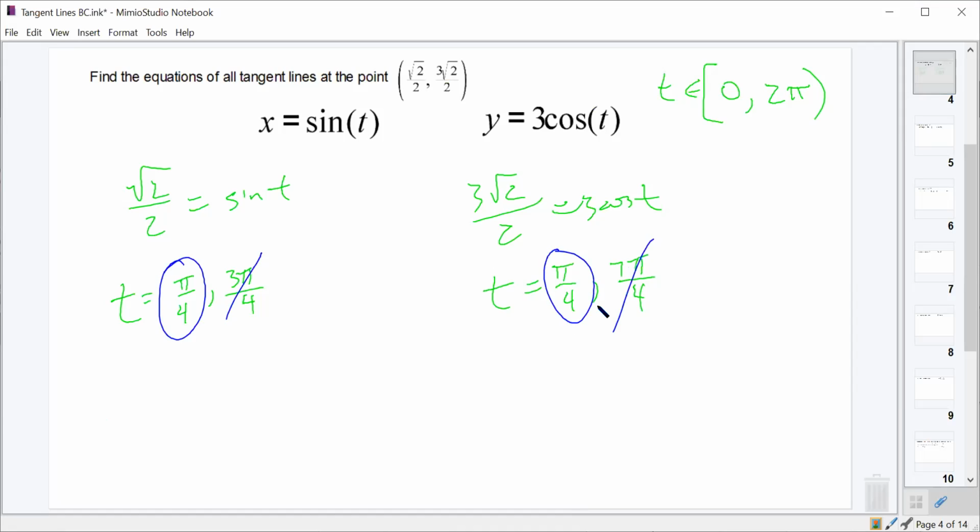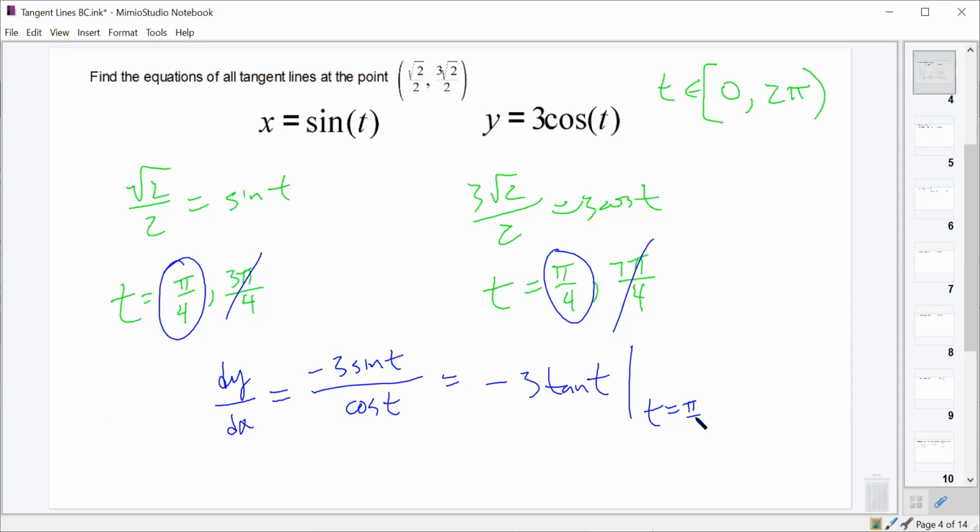All right. Now we need to find our derivative. So what's dy/dx? The derivative of 3 cosine t is negative 3 sine t, and the derivative of sine t is cosine t. So this gives us negative 3 tangent t if we simplify it down. And if we evaluate that at pi over 4, what do we get?